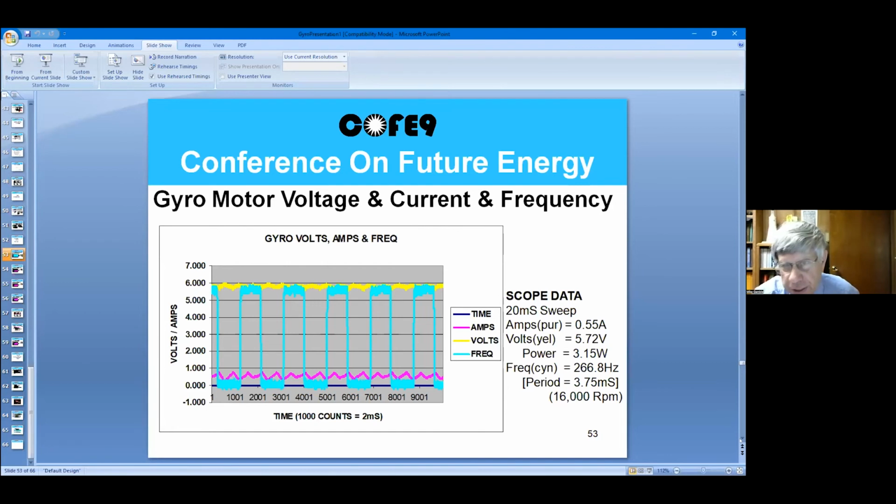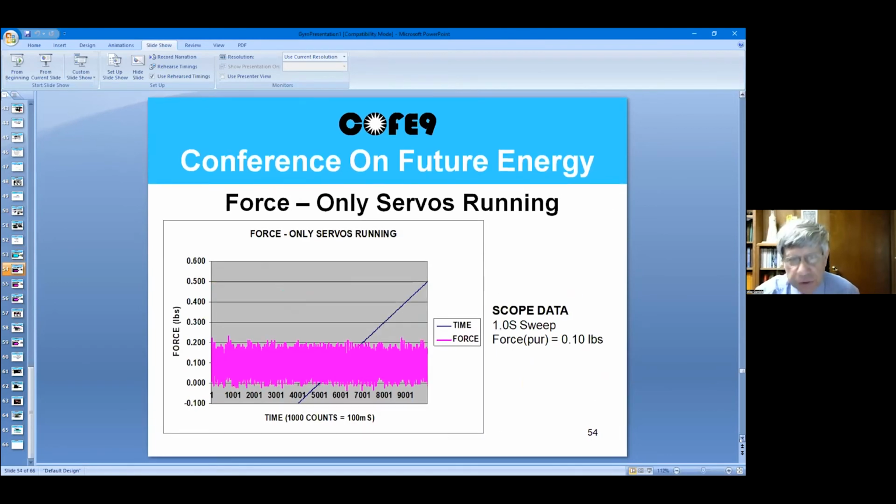And the next thing I did was a noise measurement. I ran the servos back and forth on their sawtooth pattern, but I didn't fire up the gyroscopes. They're just a dead mass, and I'm looking for the background noise, and this is what it comes out to be. So their system is noisy.